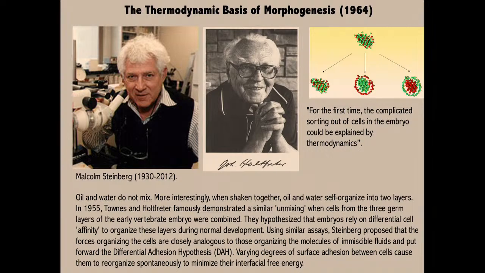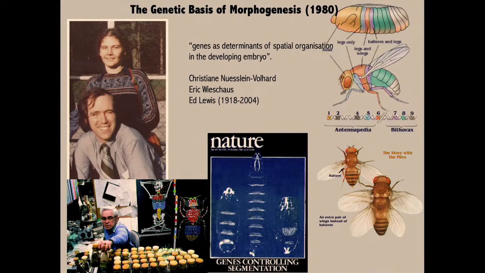And what he was actually trying to say was that different degrees of surface adhesion between cells cause them to reorganize spontaneously to minimize their interfacial free energy, right? So in this scheme of things, the idea that morphogenesis also has a genetic basis and that genes direct pattern formation was a relatively new idea, right?